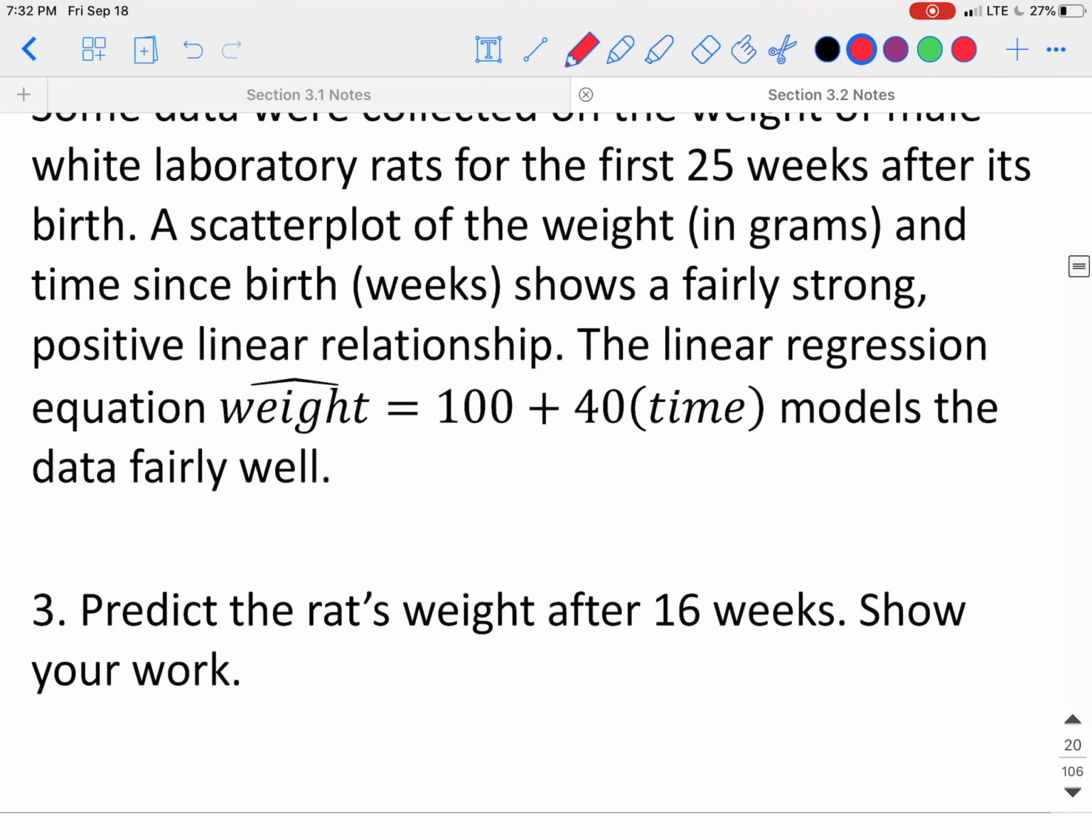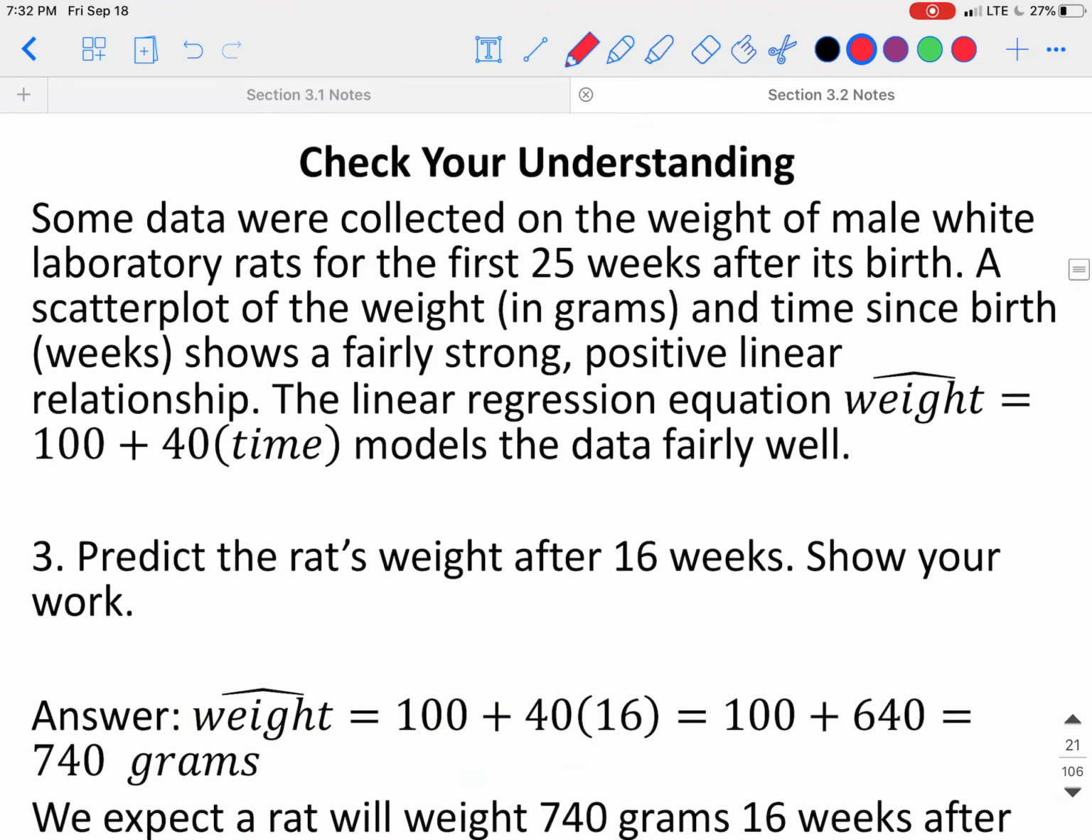Predict the rat's weight after 16 weeks, and show your work. To find the predicted weight, remember you're just going to plug this into your equation. So 100 plus 40 times 16, and this would give you 740 grams when the rat is 16 weeks old.